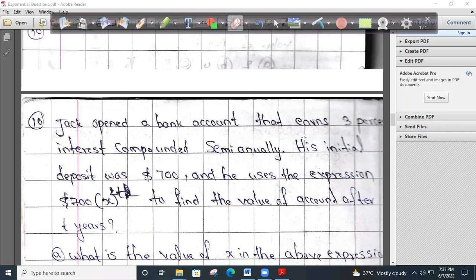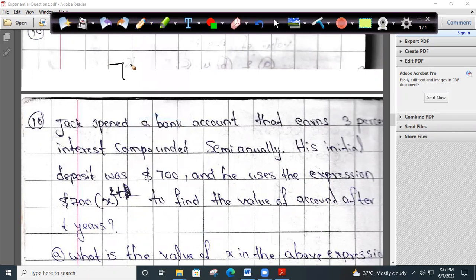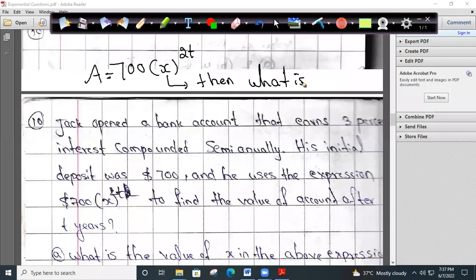There is that 700 of x power 2t, sir. 700 into x power 2t. Sorry, because these are my own questions framed by me. So when I frame, sometimes, 700 into x power 2t is my final amount. Then what is the value of x? These are all actual questions, but written by me.